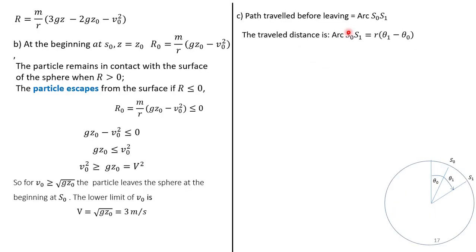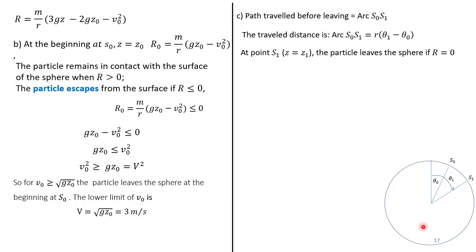Arc S0, S1 is equal to R (theta 1 minus theta 0), because in fact we already know that ds is equal to R d theta, where ds is a very small arc. Here we have the arc S0, S1. It can be written as R (theta 1 minus theta 0). Do we know what theta 1 is? Let's find it.